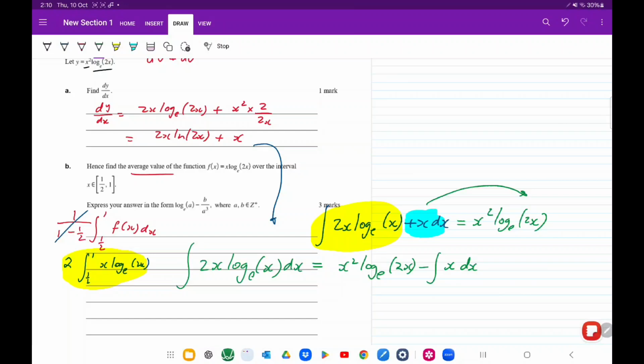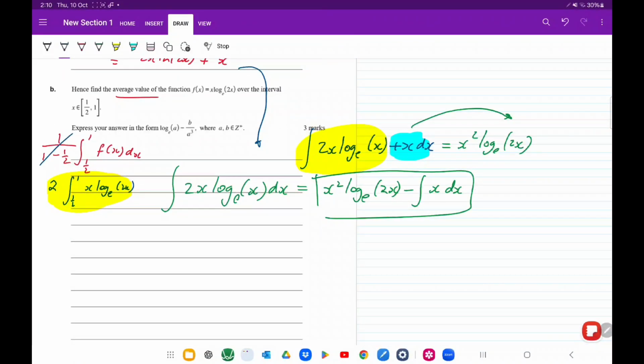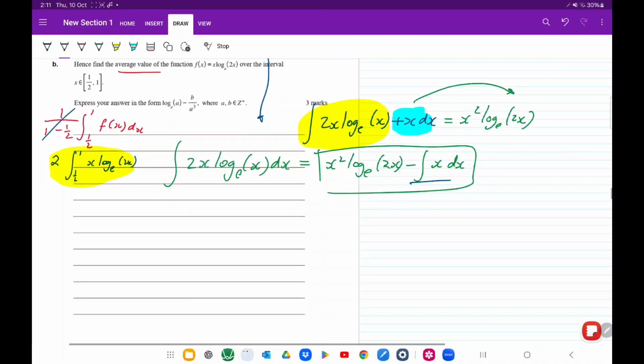All right. Now, from this point, we can actually just work with this equation that we've got here. And in fact, we're going to integrate this component. And when we integrate this component, we'll end up working out our values that we can substitute. So the average value is the evaluation between the terminals that we have. So let's work this out first. So x squared log e 2x minus x on 2 squared plus c.